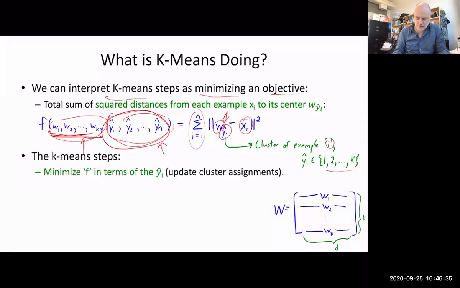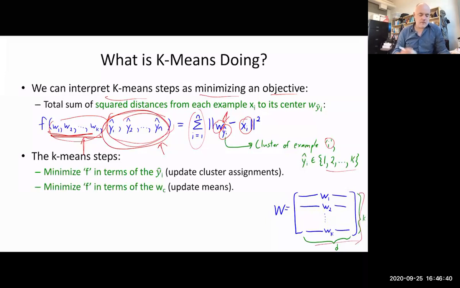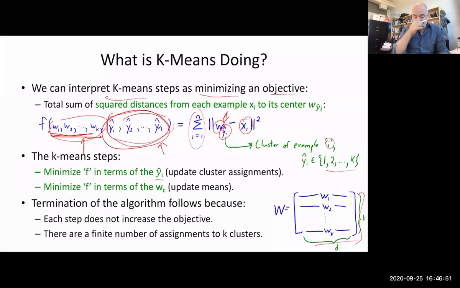So again, this W matrix is just the d-dimensional cluster means, and there are k of them. So k-means steps: minimize f in terms of the y hat i's. That means updating the cluster assignments. That's the greedy step. And you want to minimize f in terms of the cluster means. That's updating the means. And in fact, if you take the derivative of this with respect to one of the cluster means, set it equal to 0, and solve, you'll arrive at the update mean step.